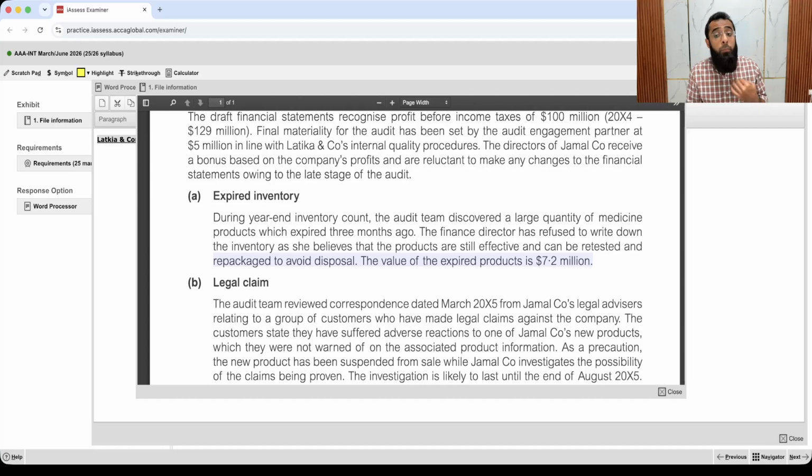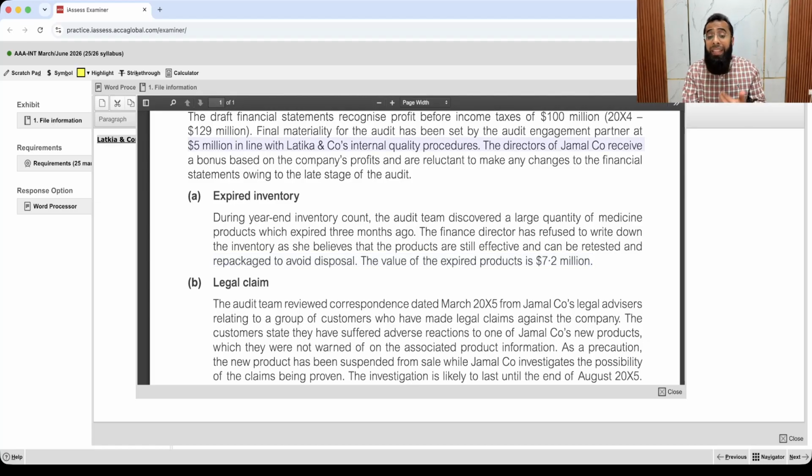Okay, there will be some cost to sell. But for that, we need an expert opinion, like whether it is possible to use expired medicine. But in a normal circumstance, when a medicine has expired, it should be written off. So what the finance director is doing is wrong. And if we look at this misstatement, it also exceeds the materiality level.